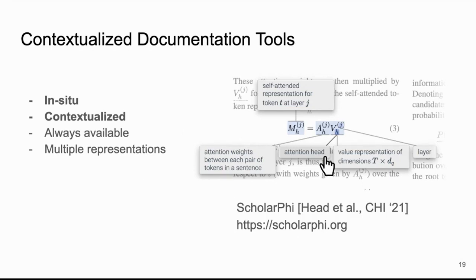So for example, we have Scholar5. This is an example of a tool that automatically generates context-sensitive information for technical terms and symbols that you would find in a scientific paper. And this follows the design principles of having documentation that's directly in the paper next to the terms that are being defined. And this information is contextualized to how it is actually being used in the paper.